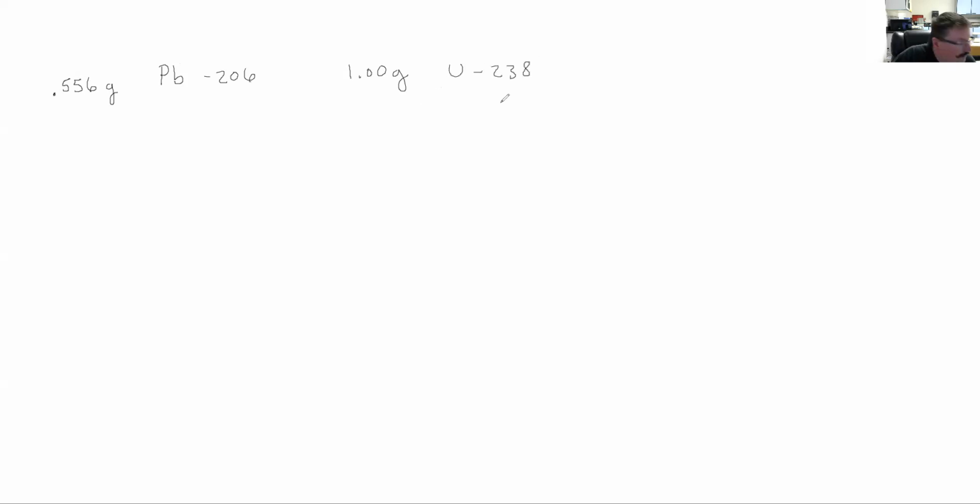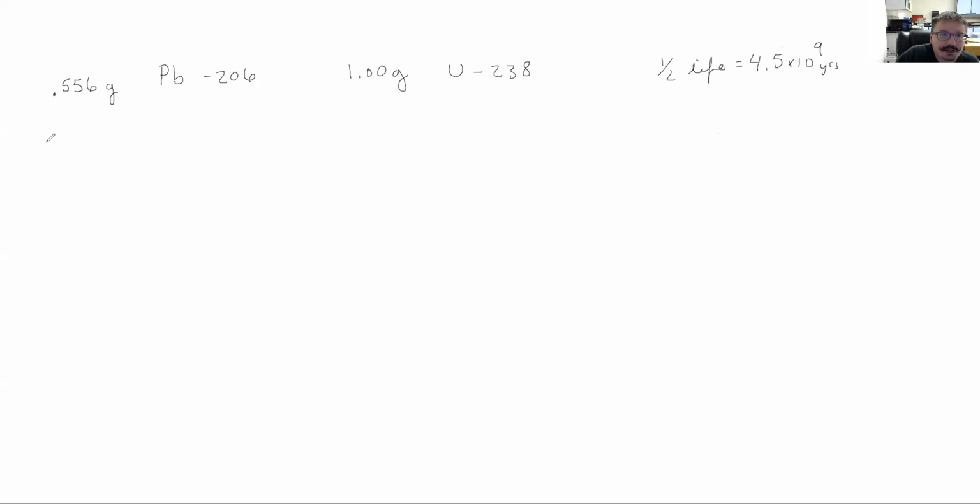So we have a specific ratio here. The meteor contains 0.556 grams of lead-206 for every 1 gram of uranium-238. They say to assume the meteor contained no lead-206 until the uranium-238 started to decay. And again, we know the half-life for uranium-238 is 4.5 times 10 to the 9, or 4.5 billion years. My handwriting hasn't gotten any better.